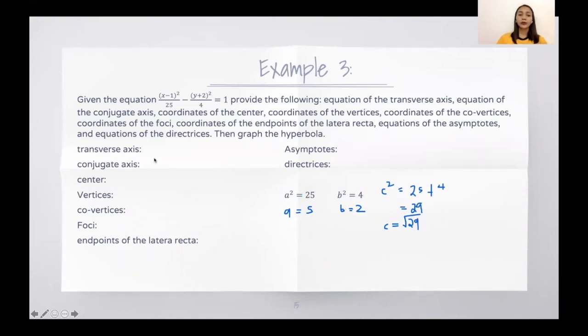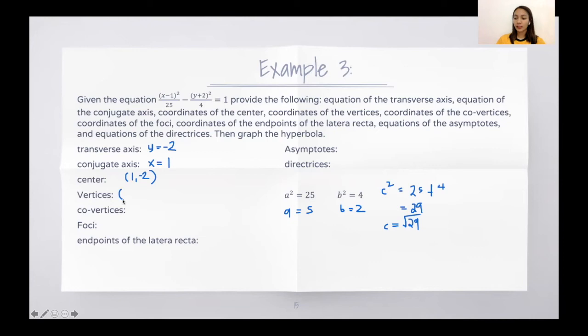Okay, so to find the transverse axis, since horizontal transverse axis siya, y is equal to k. So what is k here? Ang k natin dito is negative 2. So y is equal to negative 2. And for the conjugate axis, x is equal to h. So our h here is positive 1. For the center, we have 1, negative 2. Okay? The center is at HK, which is 1, negative 2.